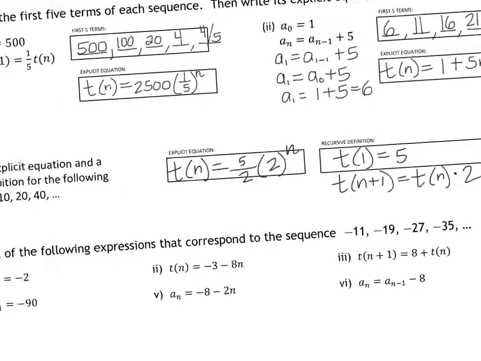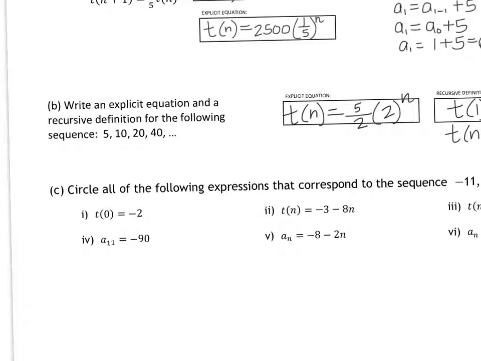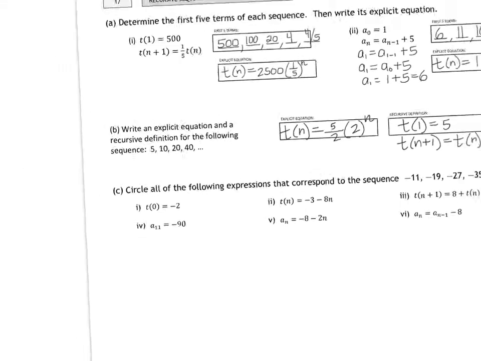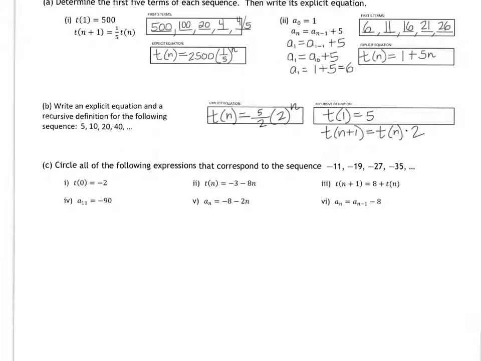All right, the last one is multiple choice. Circle all of the following expressions that correspond to the sequence. So looking at each option here, the first one says t of 0 equals -2. So we can tell here by looking at this pattern that we're subtracting 8 each time. So if we add 8, we would get -2, which is the initial value, so that is correct.